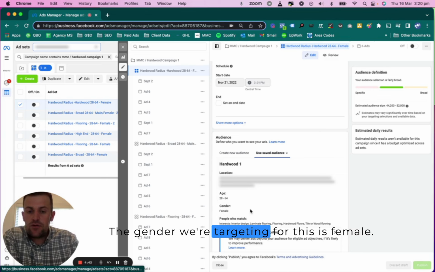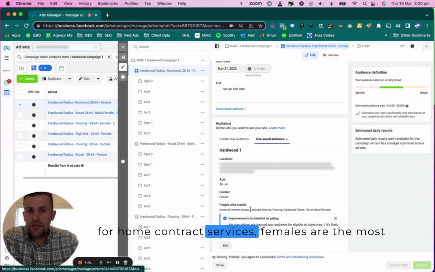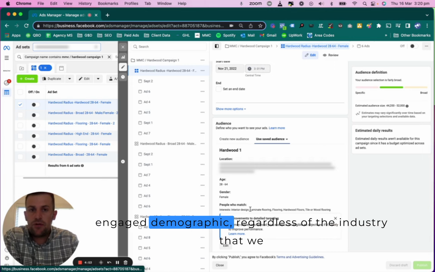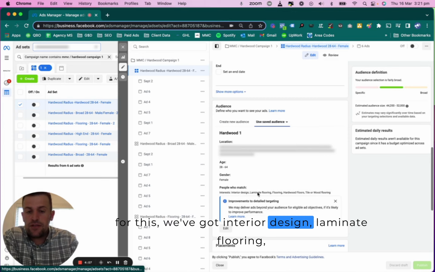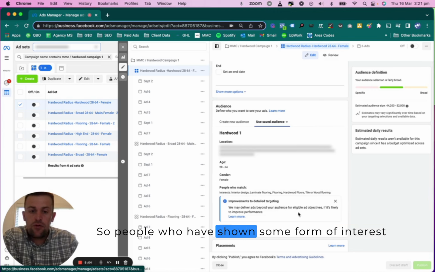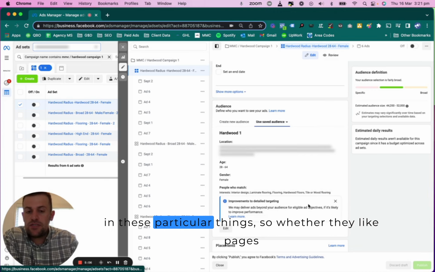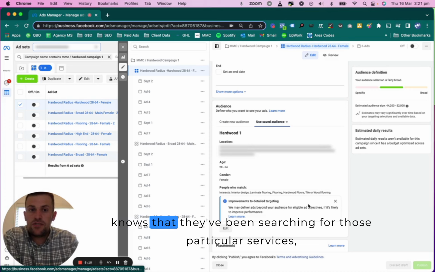The gender we're targeting for this is female. We found really for the most part, for home contract services, females are the most engaged demographic, regardless of the industry that we advertise for. And the people that we're targeting for this, we've got interior design, laminate flooring, hardwood floors, tile, and wood flooring. So people who have shown some form of interest in these particular things, whether they like pages relating to that on social media, or whether Facebook knows that they've been searching for those particular services.